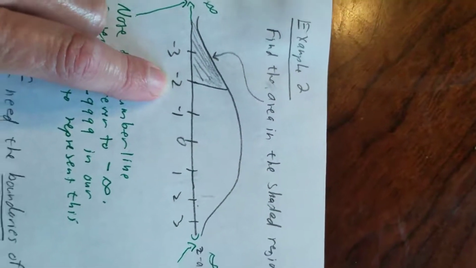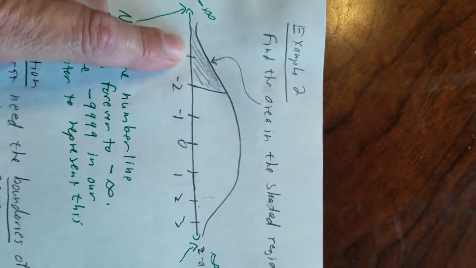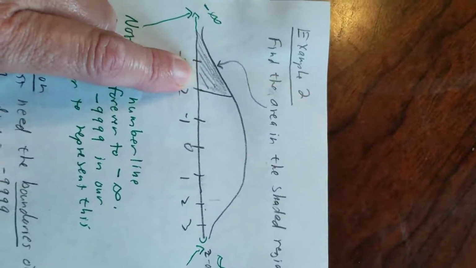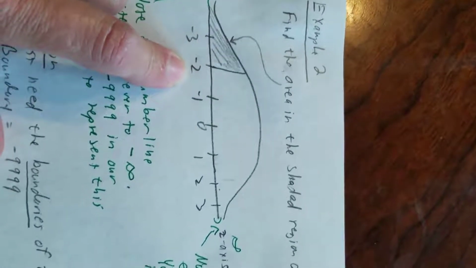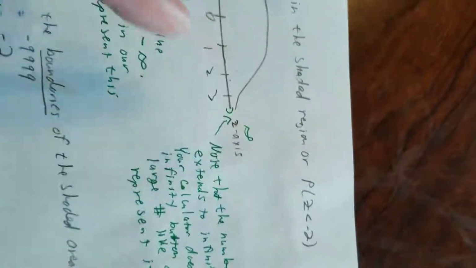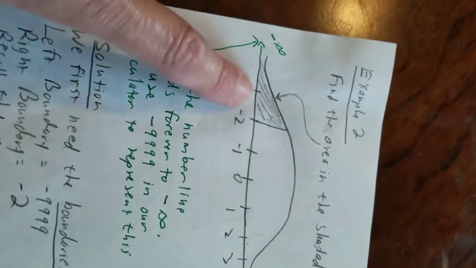This is the z-axis again. I've shaded the area where it's less than 2. Area and probability are the same thing. So the area to the left of negative 2 is the same thing as the probability that z is less than negative 2. Less than points to the left. That's the area to the left. This is the picture of that probability statement.